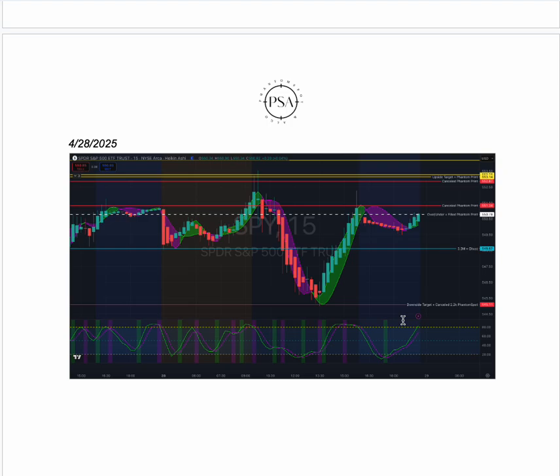And then April 28th, we went up and we filled some phantom prints, and they served as resistance for a solid 15-minute trend down to a canceled phantom print, which held for a 15-minute trend up to another canceled phantom print. So you can see the market dynamics around these canceled phantom prints and also the phantom prints that we fill.